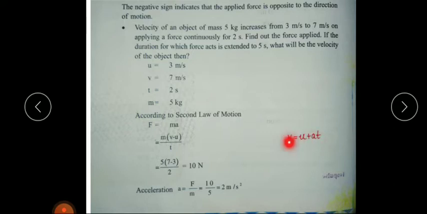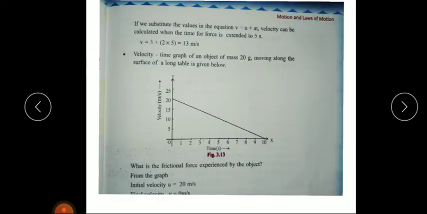So v is the final velocity, u initial velocity, a is the acceleration, and t is time. So u is given 3 meter per second and acceleration is not given, t is 5 seconds. So in the first step we have to find acceleration. So acceleration is equal to force divided by mass. So what is the force? Yes, force is equal to 10 Newton divided by mass is 5 kilogram. That is 2 meter per second square is the acceleration. So substitute the values in this equation and you will get V. So V is equal to 13 meter per second.